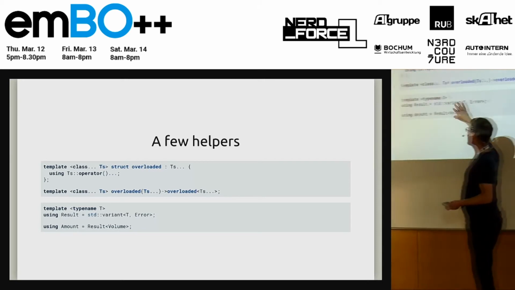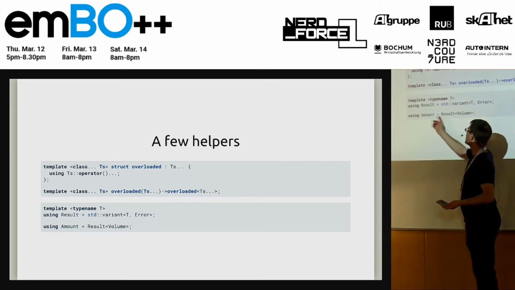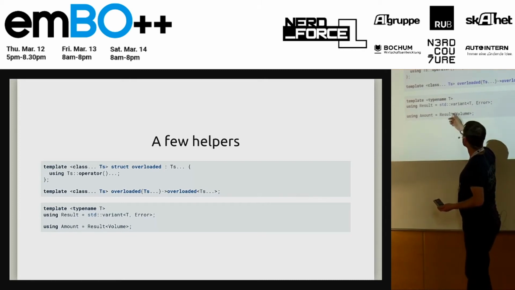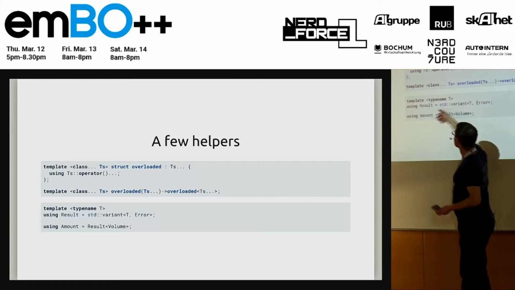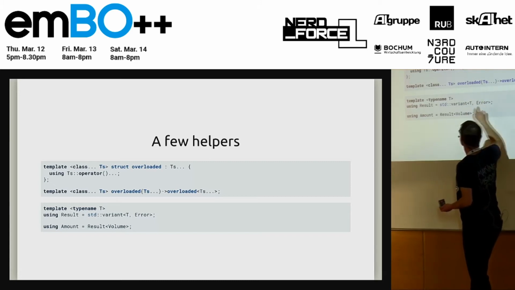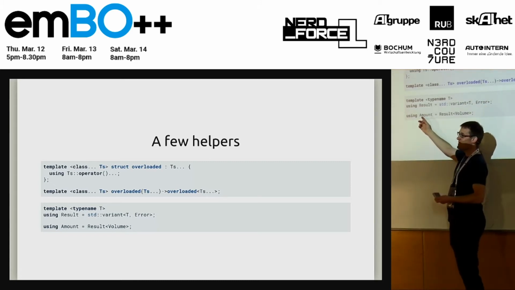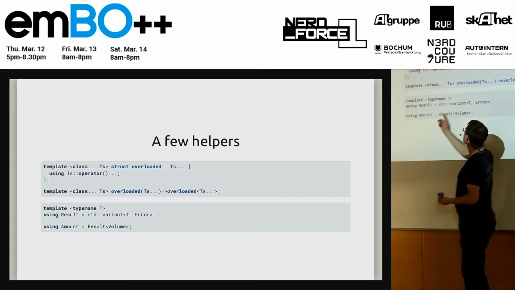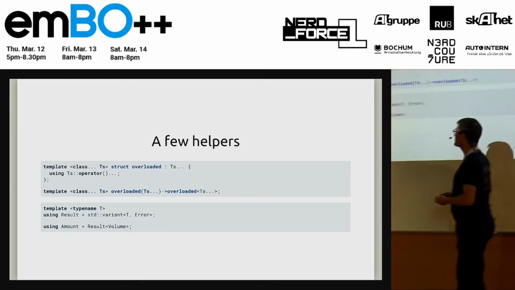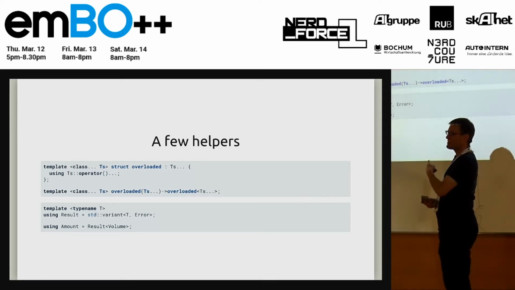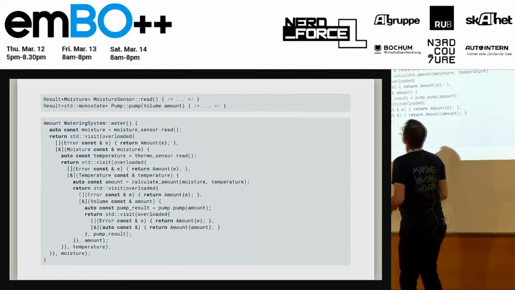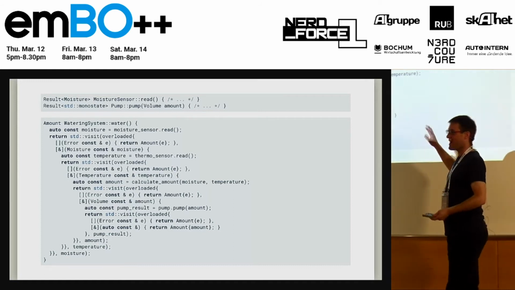Then I have another helper, which I defined as the result volume, or the amount, which is a result of volume, and the result of volume is a std::variant of the volume and an error. So if you see amount in the next code, it means it's a std::variant of volume or error. This is just so that the code on the next slide nicely fits on 3 lines or so, or almost. This looks really scary.